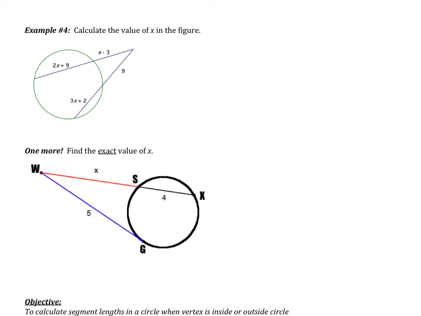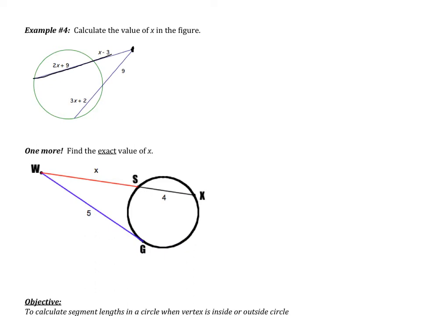Okay, so we have 2 more. These are definitely 2 more difficult examples, so we're going to do them together. They're not difficult because of the setup, but difficult because of the solving. Example number 4 says calculate the value of x in the figure. I have my vertex outside the circle, so it's going to be outside times whole equals outside times whole.